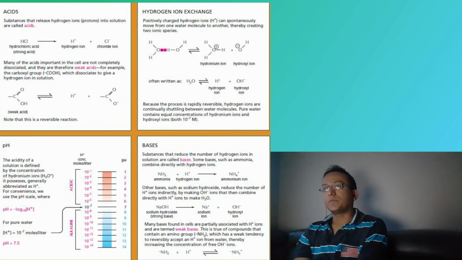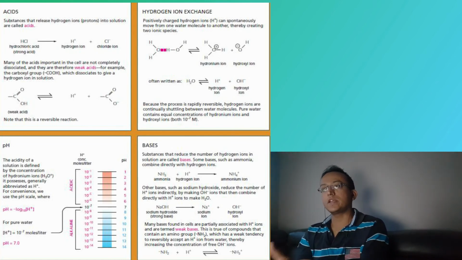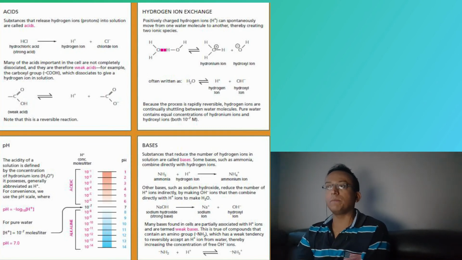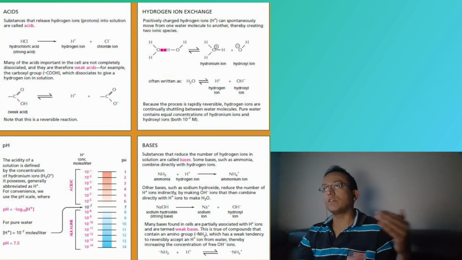And the bases. Substances that reduce the number of hydrogen ions in the solution are called bases. Some bases, such as ammonia, combine directly with the hydrogen ions. This is NH3 plus H plus that gives the ammonium ion. Other bases, such as sodium hydroxide, which we discussed as well, reduce H plus ions indirectly by making OH minus ions that combine directly with the H plus ion to make H2O. Others found in the cell are partially associated with H plus ions and are termed weak bases. This is true of compounds that contain an amino group, which has a weak tendency to reversibly accept H plus ions from water, thereby increasing the concentration of free hydroxyl ions.